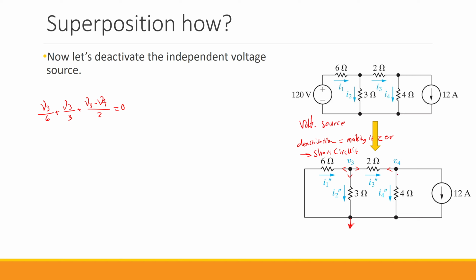I do the same for this node as well. We have V4 minus V3 over 2 plus V4 over 4, and finally for the last one, the current that goes through this branch is basically the current of this independent current source, and since the direction of the current that we have here is basically leaving the node, we use it with positive sign.